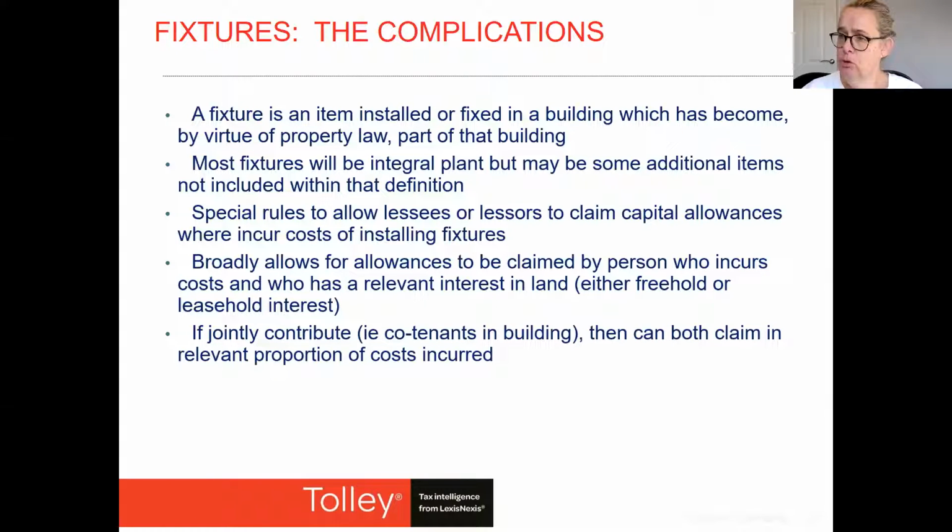If there is a joint contribution, so for example, if you've got more than one tenant in the same building and they jointly contribute to having assets, incurring expenditure on which capital allowances would be due, then they would both be able to claim a relevant proportion of the costs incurred. So it is just something which I think people often overlook. Broadly, you are probably going to be able to get capital allowances on leasehold improvements, but it is not always straightforward.